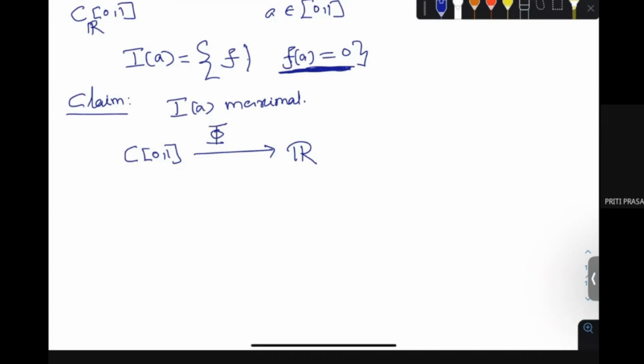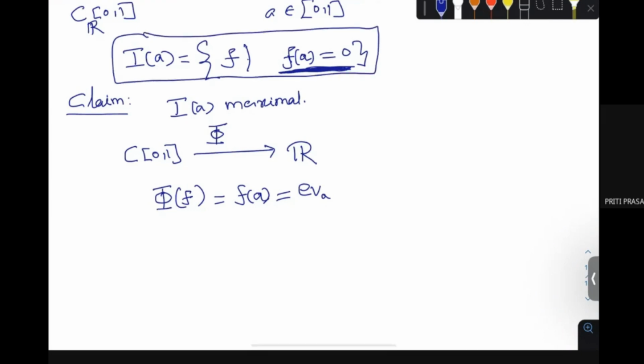ring homomorphism. What is this ring homomorphism? It takes a function as input and outputs just the real number f at A. For simplicity, we could take A also to be 0, evaluation at 0. Some people will put it like this, but it is better to have A because of this definition. Evaluation at A. See, this is the ideal I'm talking about. This is the definition I'm concerned about.